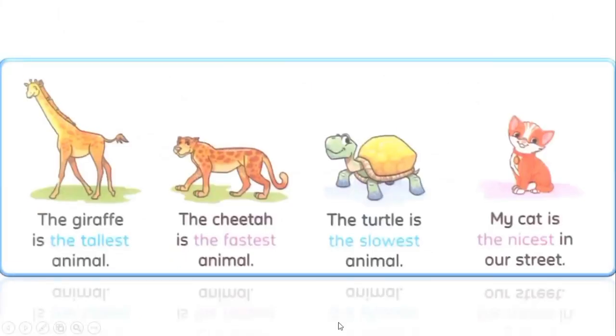Now we have some examples here. The giraffe is the tallest animal. The cheetah is the fastest animal. The turtle is the slowest animal. My cat is the nicest in our street. So look here, we write the word the and add the letters est to the adjective: the tallest, the fastest, the slowest, the nicest.